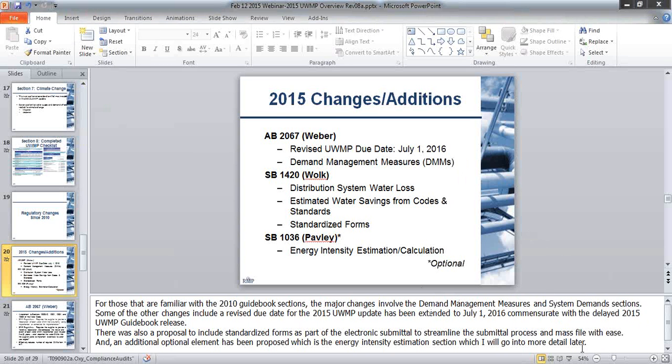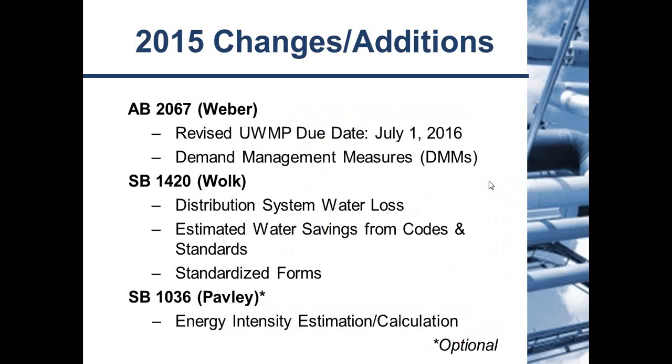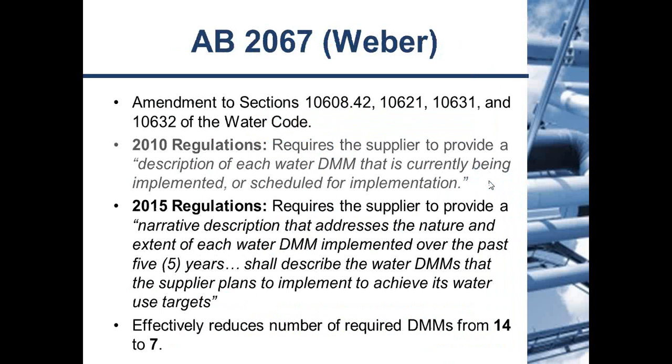So first I want to talk about Assembly Bill 2067. This was proposed by Assembly Member Shirley Weber and seeks to amend the DMM portions of the code.